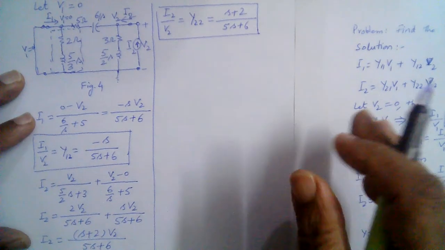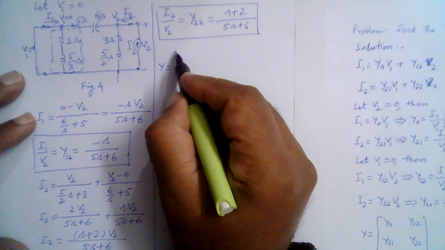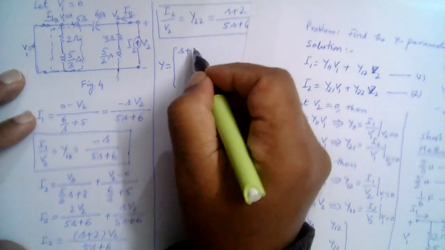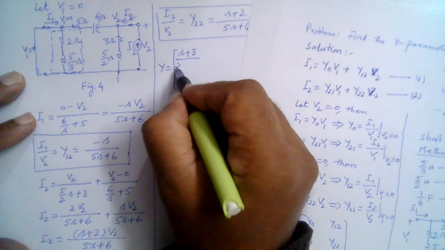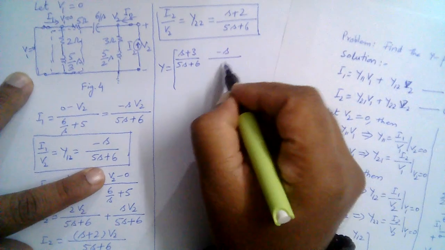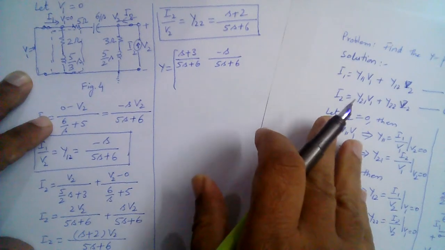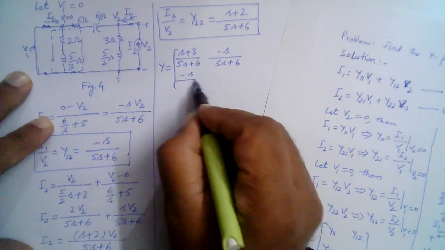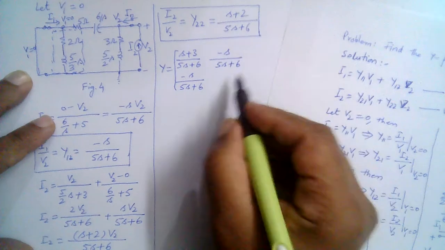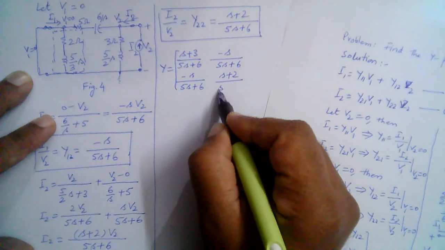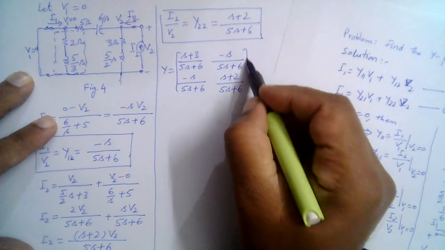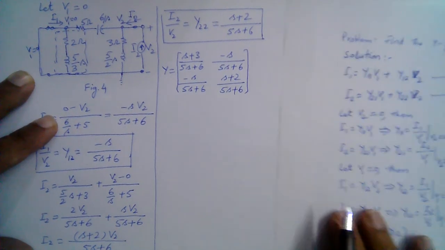So we have determined all the four parameters using this standard method, and we can write them in the matrix form, in the summarized form. So Y11 was s plus 3 over 5s plus 6. Then we had Y12, and that is equal to minus s over 5s plus 6. Y21 is also the same. This circuit is reciprocal, minus s over 5s plus 6. And Y22 was found out to be s plus 2 over 5s plus 6, right? So we have determined all the four parameters using the standard method. And note that the circuit is reciprocal.